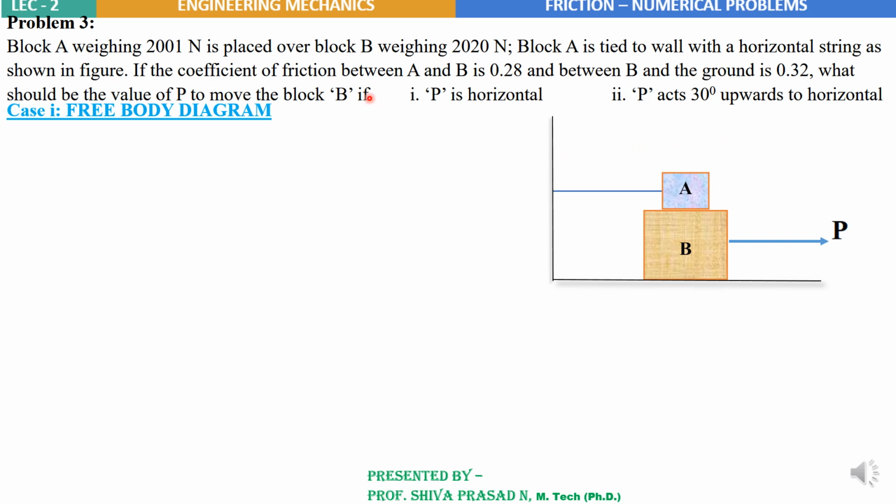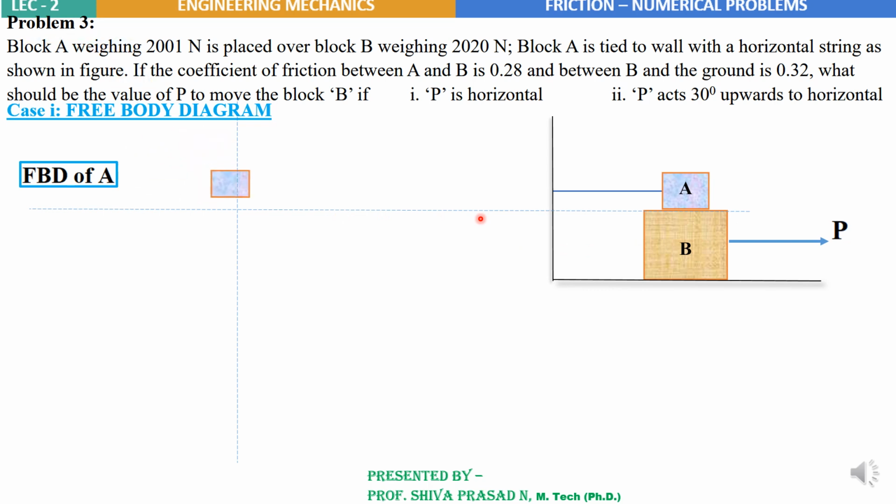So let's consider the first case, the free body diagram when P is horizontal. That is given in the sketch itself. So what is the free body diagram? I'll choose the x-axis along true horizontal and y-axis along true vertical. I'll first draw the free body diagram of A, and then I'll move on to draw the free body diagram for B.